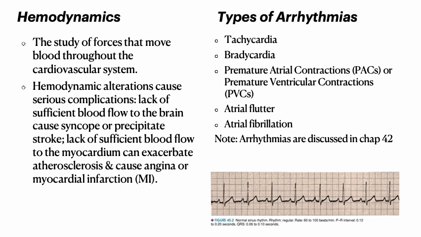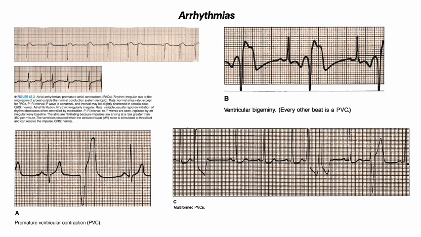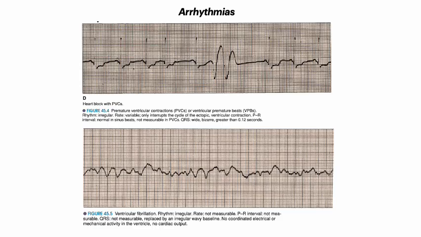So we have types of arrhythmias. We have tachycardia, bradycardia, premature atrial contractions or premature ventricular contractions, atrial flutter, and atrial fibrillation, which were already discussed in chapter 42. Figure 45.2 shown in the slide is an ECG that shows normal sinus rhythm. So here are some ECG results showing the different arrhythmias. I will leave it up to you to look closer.